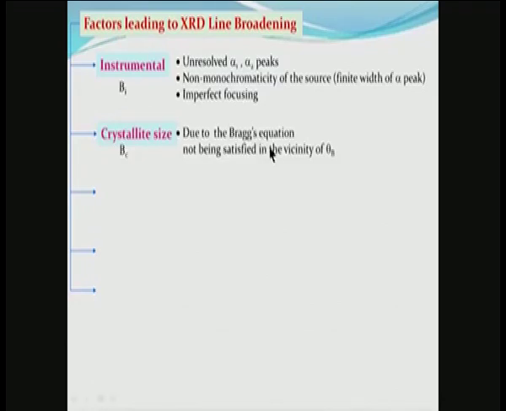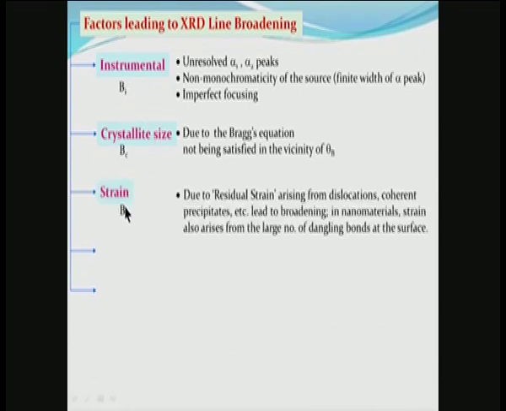Crystallite size: this is due to the Bragg equation, which I just described, not being satisfied fully because of the small size of the crystals that I just explained. So, there is a broadening B of C due to that, B of I is due to the instrument, and we assume that B of I can be reduced to 0.